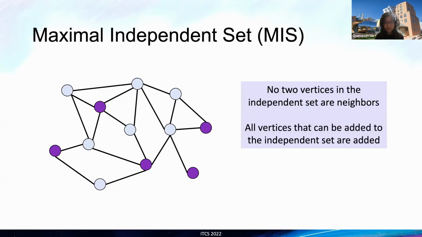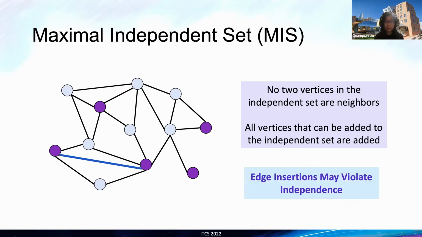A maximal independent set is defined as a maximal set of vertices where no two vertices in the set are neighboring. Edge insertions may violate the independence of the vertices, as shown in this example, where two vertices that are adjacent to each other are both in the MIS after this edge insertion. While edge deletions may violate maximality, as you can see in this example, where after the edge deletion indicated in red, another new vertex is added to the MIS, as shown by this yellow vertex here.